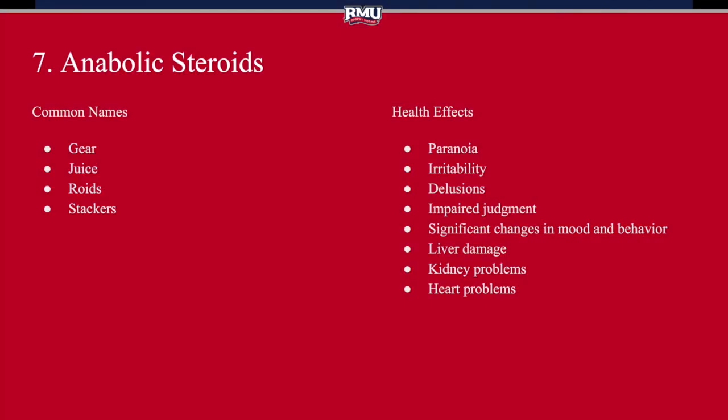Anabolic steroids are able to be prescribed by doctors for very specific reasons, but have been found to be misused by bodybuilders and athletes. Unlike other drugs, anabolic steroids do not provide a high that increases dopamine in the brain, but are still addictive. While some of the short-term effects may be desired, others include paranoia, irritability, delusions, and impaired judgment. The long-term effects include significant changes in mood and behavior, liver damage, kidney problems, and heart problems. Other long-term effects show up differently depending on gender and age.